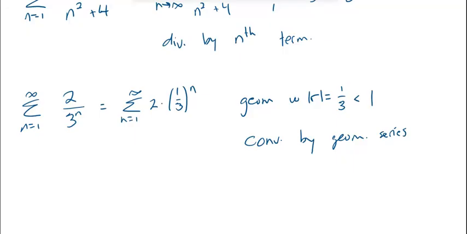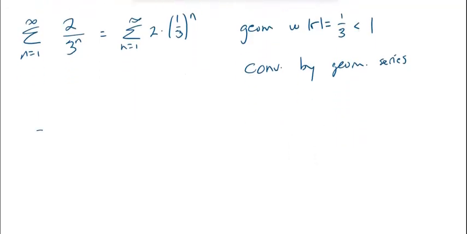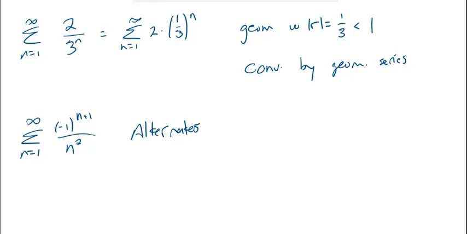Okay, so next one. Let's take the sum from n equals 1 to infinity of (-1) to the n plus 1 over n squared. A little weird, but hopefully you should say, oh, it's got the -1 in it. We know it alternates. So I'm going to say alternates, because of that (-1) to the n, it makes it positive, negative.